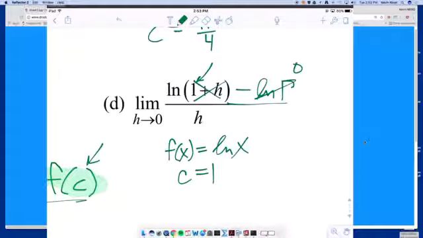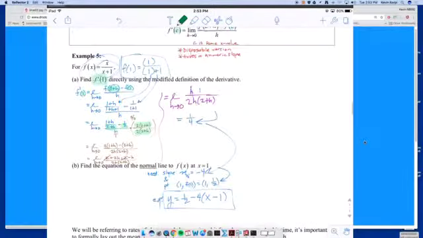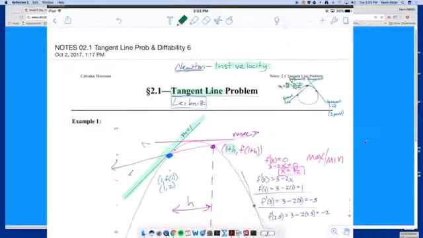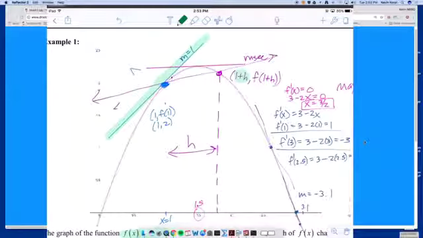The h is not approaching x. The h is still approaching 0. I'm sorry, why is what? Why is the h approaching 0? Oh, because it goes back to the same definition that we did yesterday, right?